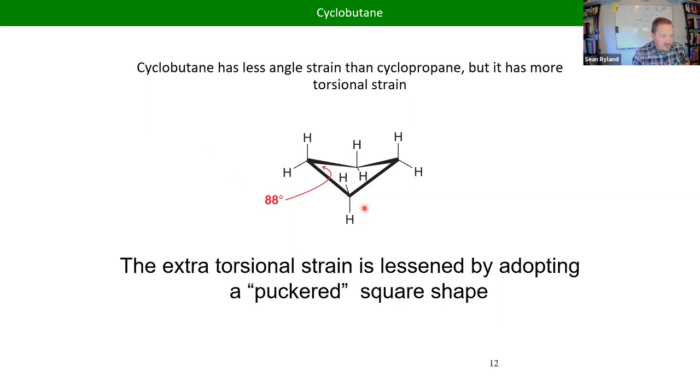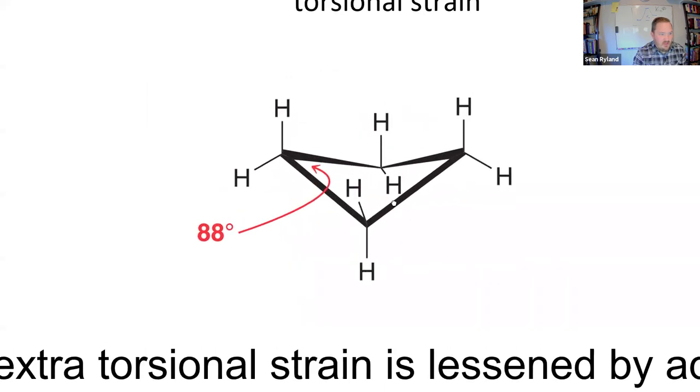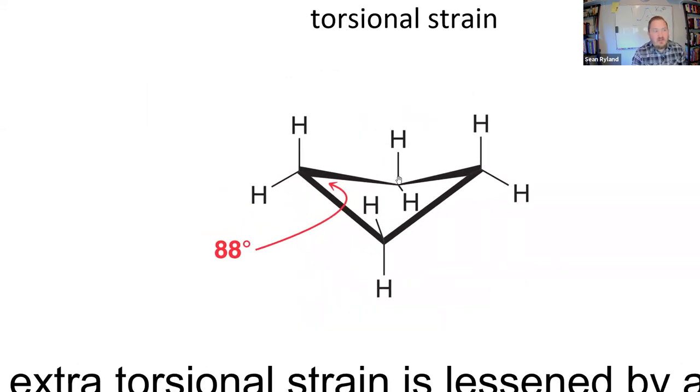So this is a decent figure at showing that, although you still have to use those wedges. So basically this carbon up here is furthest away. If you think of these two carbons as being in the plane of the screen, then this carbon right here is pointed out towards us. It's not going to be a flat square. It's going to have this puckered shape where two of the points are further down and two of the points are slightly further up. Which actually makes this bond a little closer than 90 degrees, but it allows those hydrogens to not be eclipsed.